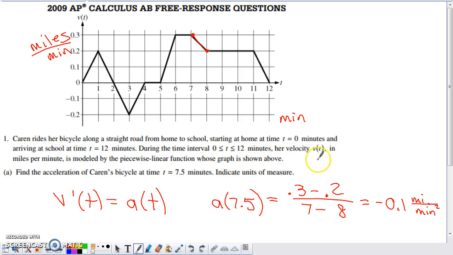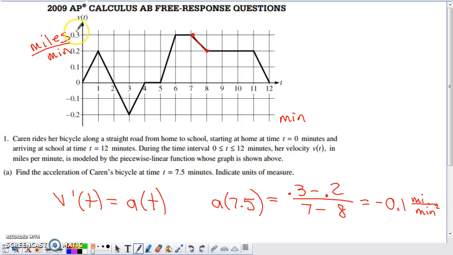During the time interval 0 to 12, her velocity is measured in miles per minute and indicated by the velocity function that we are given a graph of, and that's a piecewise linear function. So everything that we see here is a line. In part A, we are asked to find the acceleration of her bicycle at time t equals 7.5 minutes, and then to indicate units of measure.